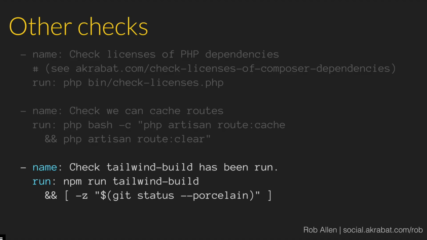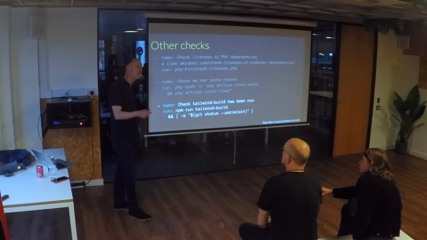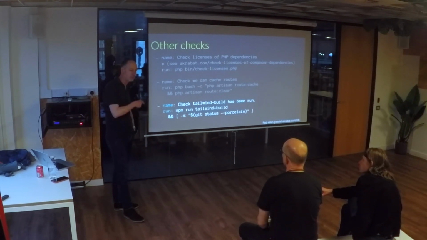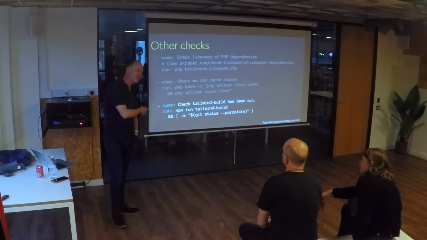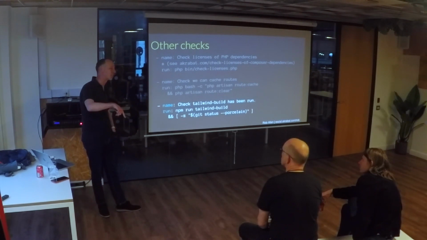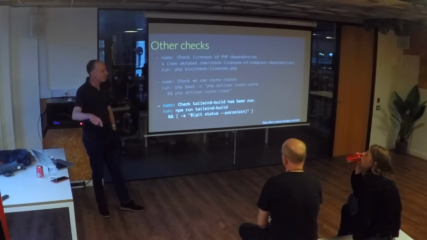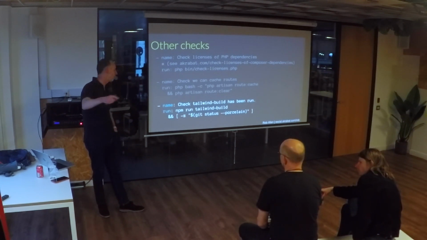Tailwind build. This particular project took the Tailwind output and committed it into the source repository, so all the CSS files or whatever it generates. I don't know Tailwind very well. So we wrote a check for the people that were running Tailwind in dev mode on their computer so they could see the change, but weren't actually building it into the CSS files that were then sent to production. So we put a simple check in.